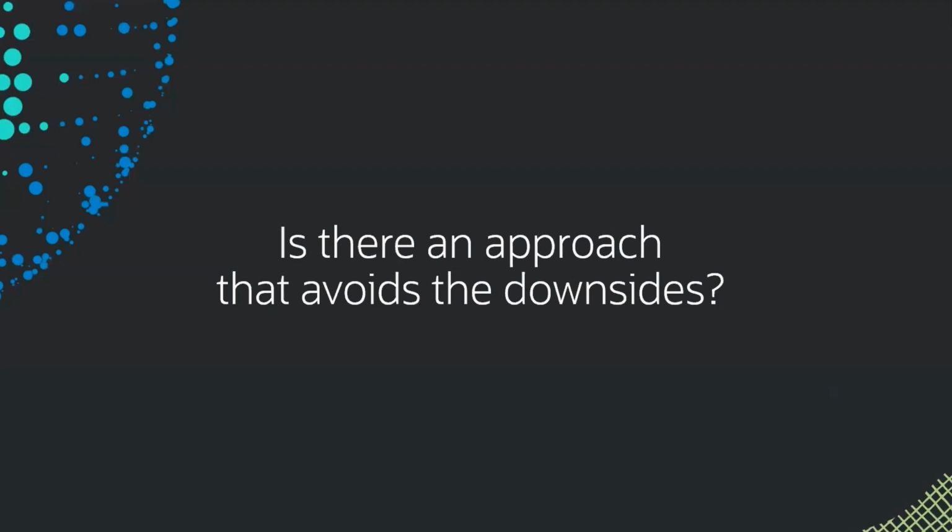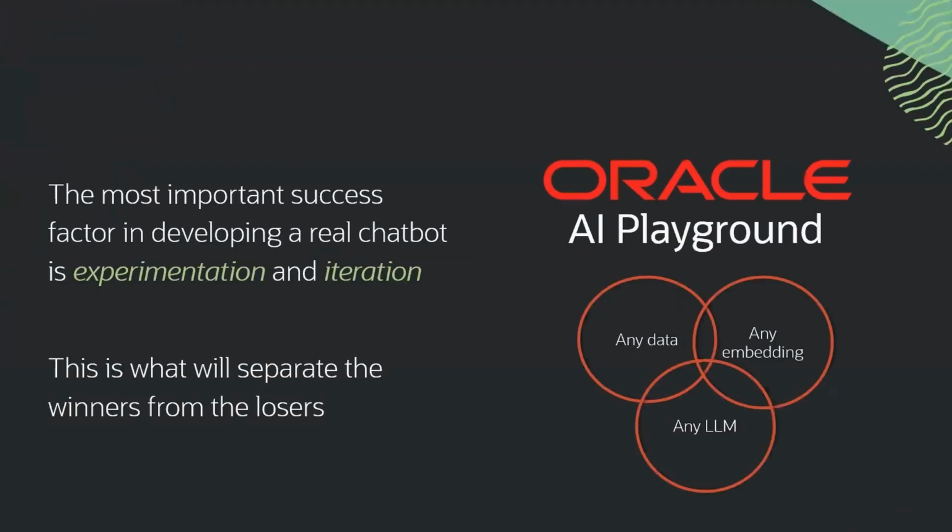So what can we do to minimize the downsides and build the best possible chatbot? The single most important success factor is experimentation and iteration. This is what will separate the winners from the losers: the ability to experiment with all of the variables and measure the results. Oracle AI Playground lets you use any data, any embedding, and any LLM. John is going to show it to us now.